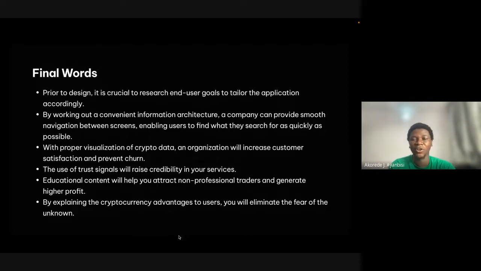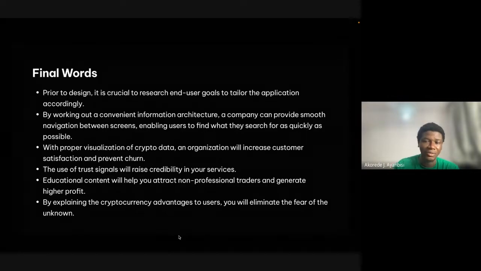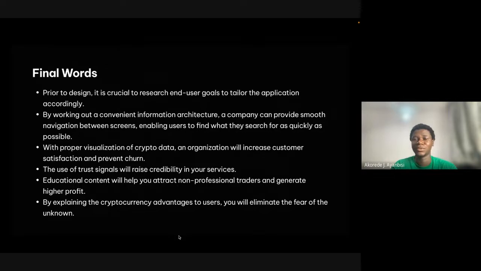Secondly, by working out a convenient information architecture, a company can provide smooth navigation between screens, enabling users to find what they search for as quickly as possible. Information architecture should be one of the things you prioritize, right? Apart from the first one, that is research end user goal, information architecture. The third one is proper visualization of crypto data. Like I said, you should be able to visualize your crypto data in a way that users can interpret and analyze. They can easily assess, interpret, and analyze.